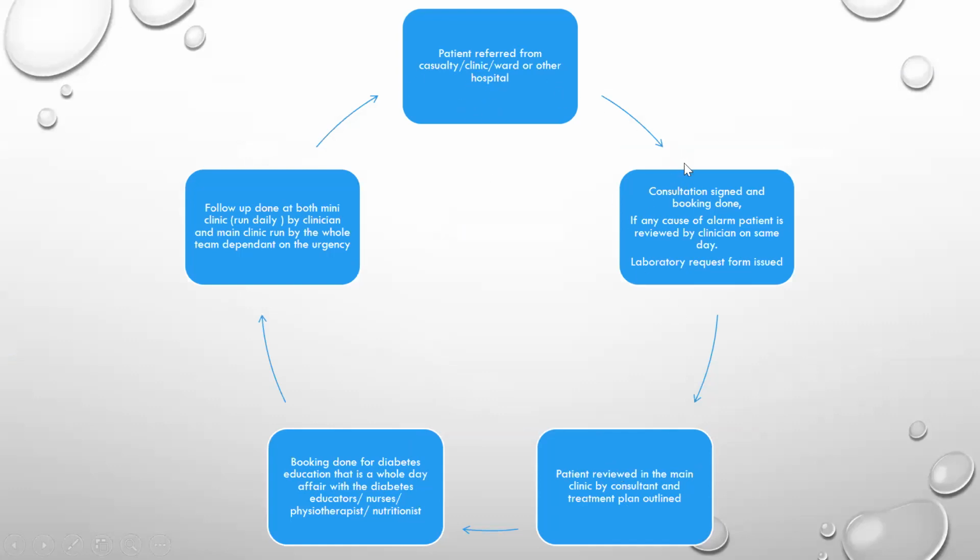We get the patient coming with a consultation, it's signed. And each patient has a random blood sugar evaluated, so that in case the patient's sugar is elevated, then they don't go home, they are reviewed. If the patient has anything else, like elevated blood pressure, they are reviewed. Each patient is referred to the main clinic, which is run by the consultants and the other doctors, but the whole team is involved. The main clinic is where the treatment plan is outlined so that they can be followed up.